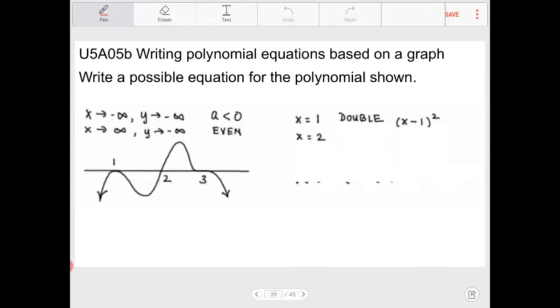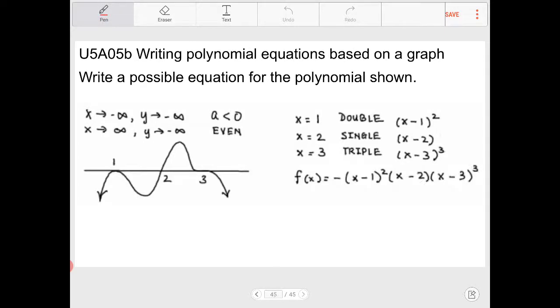Next is x equals 2. That is a single root. In its factored form will be x minus 2. The next root is 3, and that is a triple root. In its factored form will be x minus 3 cubed. Putting it all together, remember the leading coefficient has to be negative, so therefore I place a negative sign out in front. And that is a possible equation for the polynomial.